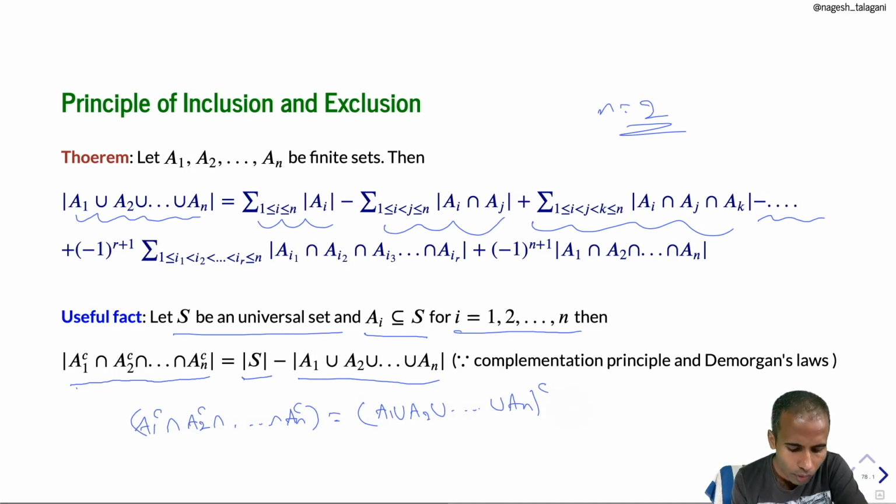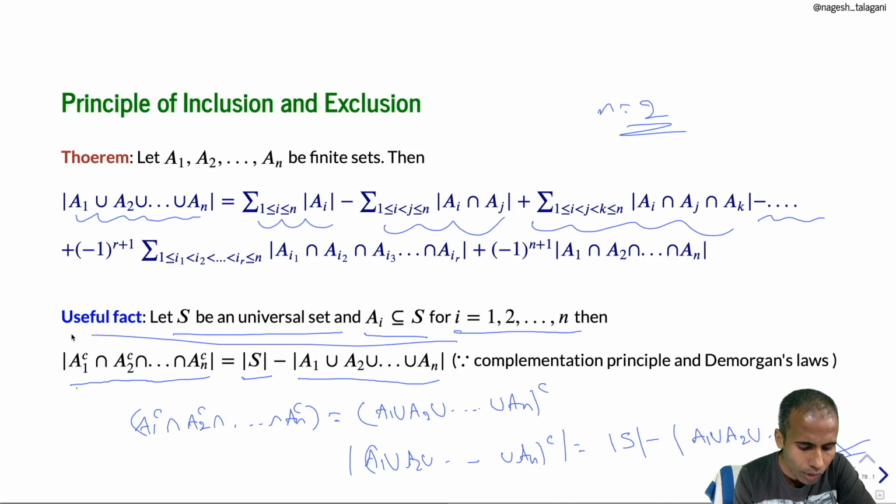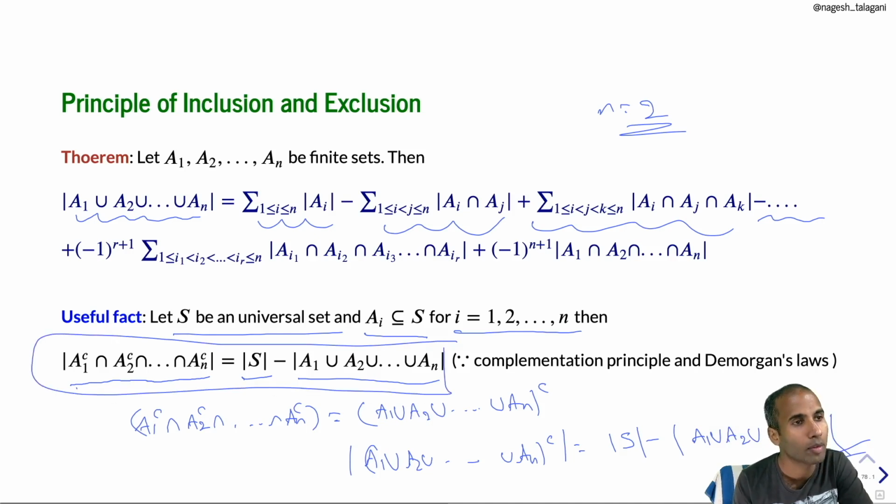So therefore, by the complementation principle, the count of this one is going to be the number of elements in the universal set S minus the number of elements in A1 union A2 union and so on An. Okay. We are going to use this fact in upcoming problems. Please keep it in mind.